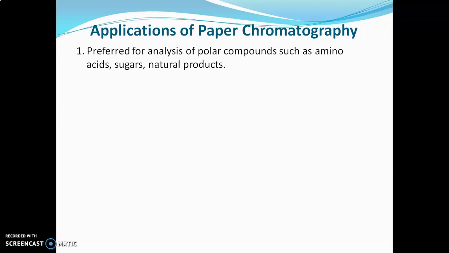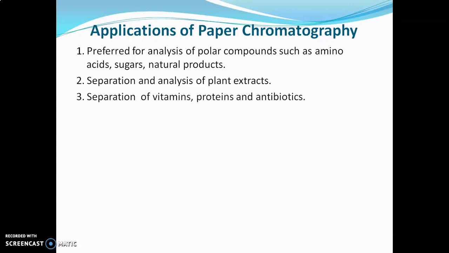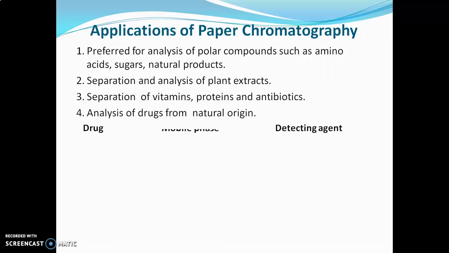Even though it is a simple technique, it can be used for analysis of amino acids, sugars, and natural products. For analysis of such compounds, paper chromatography is preferred. Separation and analysis of plant extracts can be done with paper chromatography. Separation of vitamins, proteins, and antibiotics can be carried out on paper chromatography. Analysis of drugs from natural origin is one more application. One example is given here.